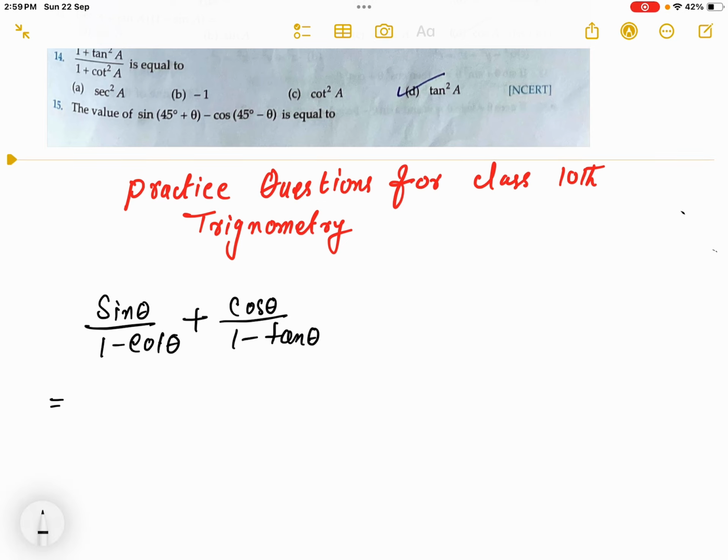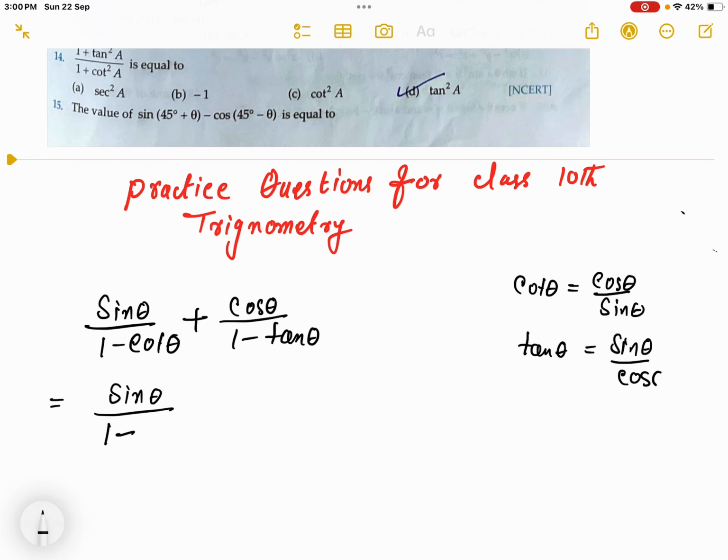Let's see how. We know that cot theta is equivalent to cos theta over sine theta. Likewise, tan theta is equivalent to sine theta over cos theta, because both are reciprocals of each other. So if tan theta is sine by cos, cot theta is cos by sine. So in place of cot, I will write cos by sine: sine theta divided by 1 minus cos theta over sine theta, plus cos theta over 1 minus, in place of tan theta, sine theta over cos theta.